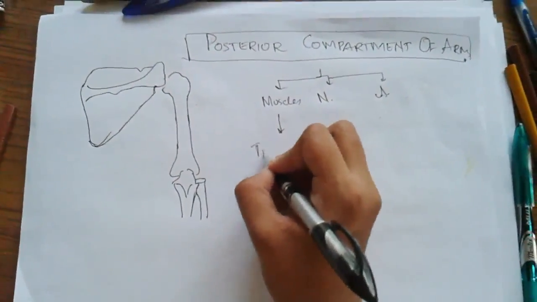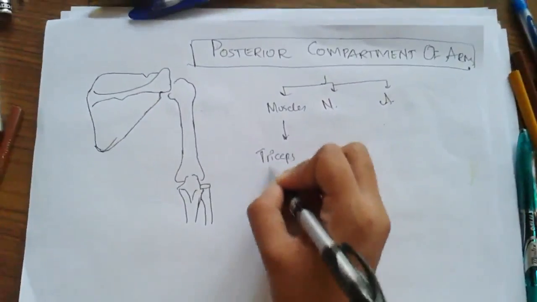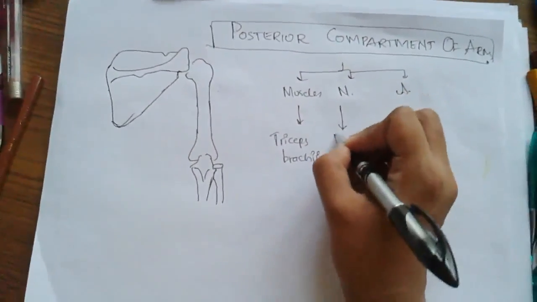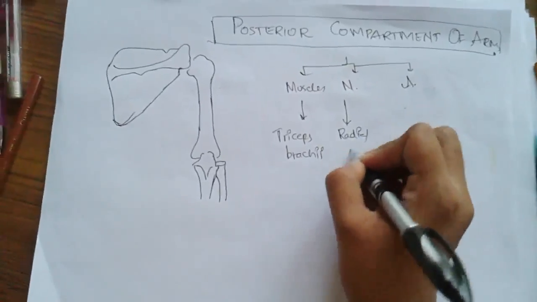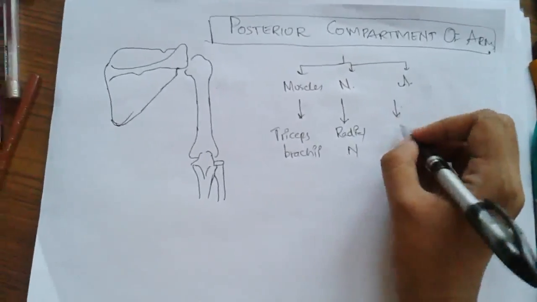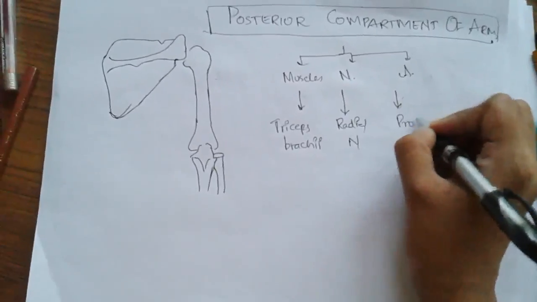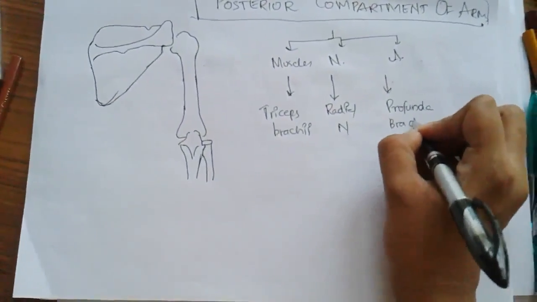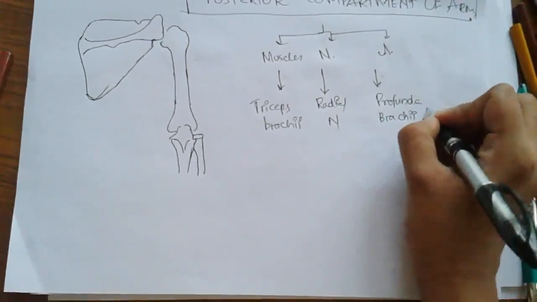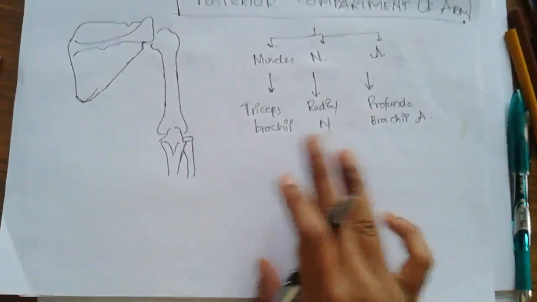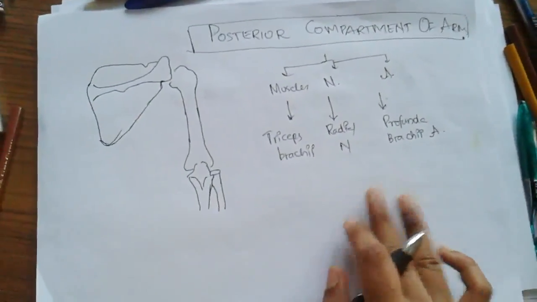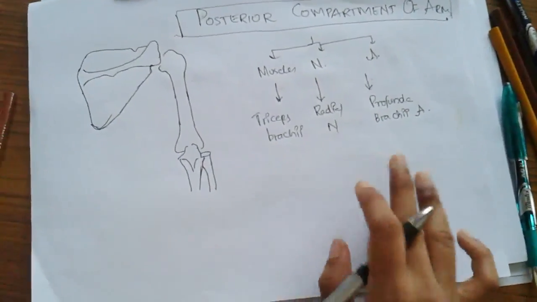This posterior compartment of arm is the easiest part among all the compartments because it contains only one muscle, that is triceps brachii, and it has only one nerve, that is radial nerve, and the artery is profunda brachii artery, which is a branch of brachial artery. Okay, all these are the components that you are going to learn in the posterior compartment of arm.